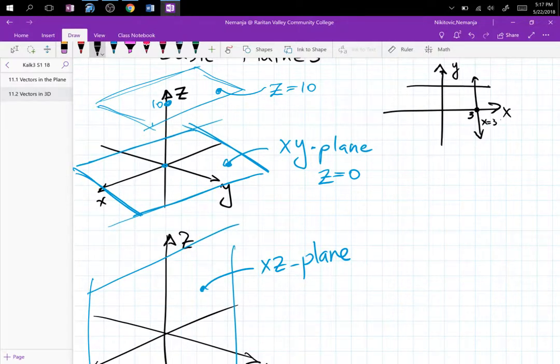Similarly, your horizontal line, which was parallel to the x-axis, let's say it goes through 2, it's called y equals 2. So the horizontal line and the vertical line had equations y equals 2, x equals 3, well, x or y equal to a number.